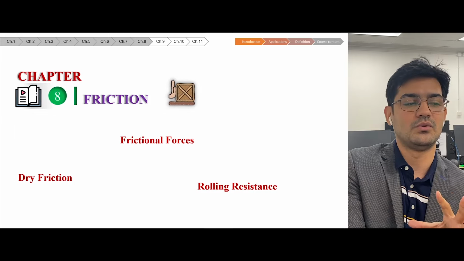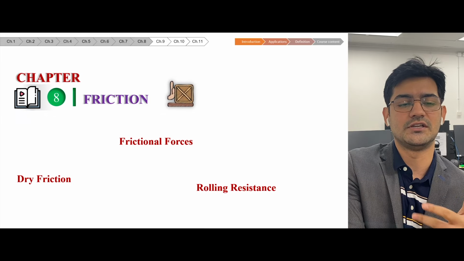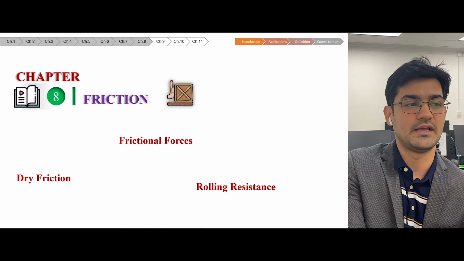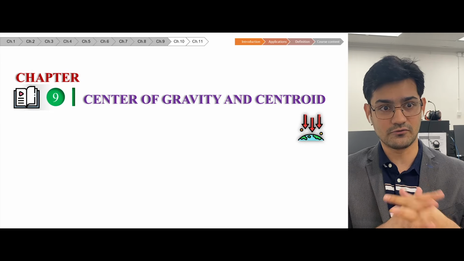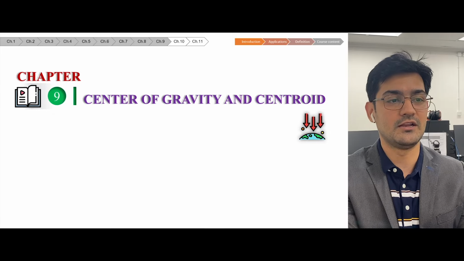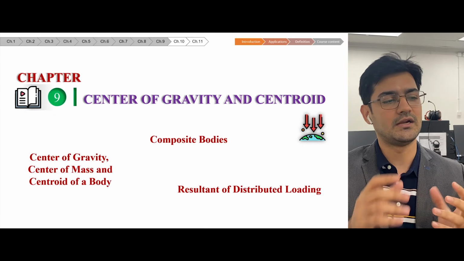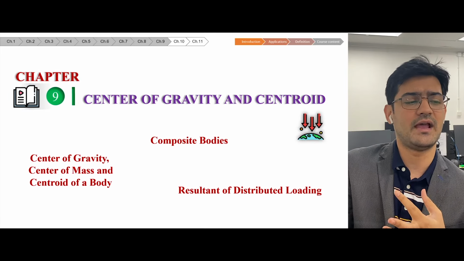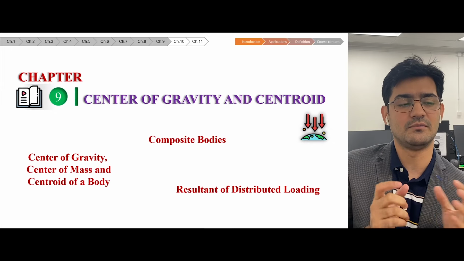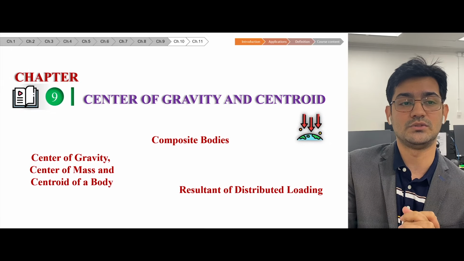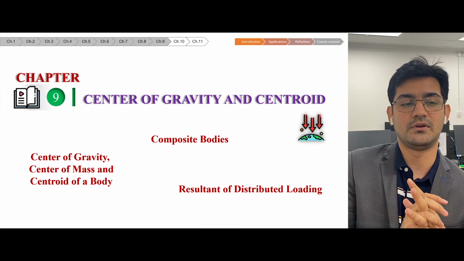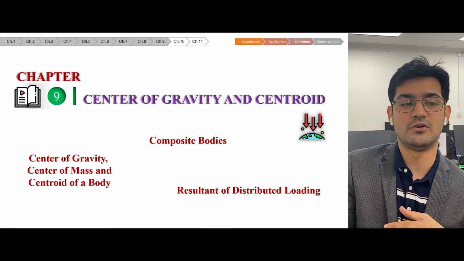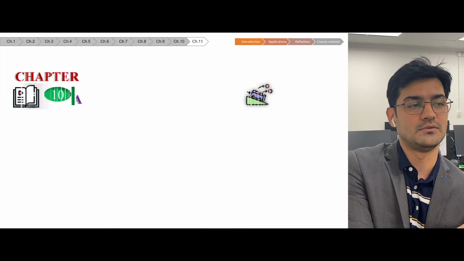In this chapter, we'll study dry friction, frictional forces, rolling resistance, among other things. Chapter 9 will be on center of gravity and centroid. These are also very important concepts in engineering mechanics. We will study center of gravity, center of mass, and centroid of a body. There are slight differences between these things, which we'll study in chapter 9. We'll also go deeper into the resultant of distributed loadings and composite bodies.